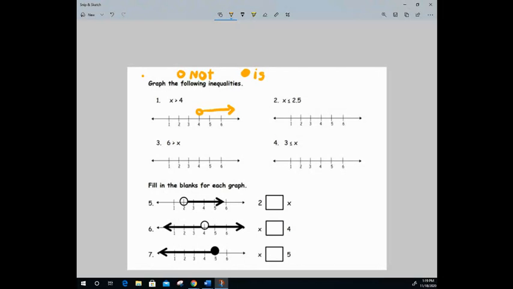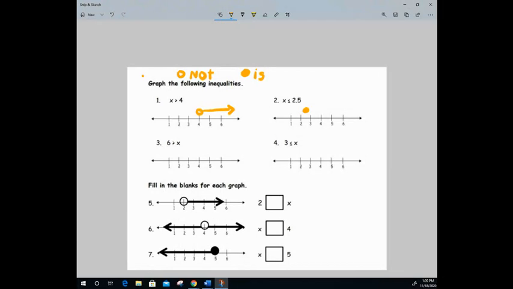Looking at question number 2, it says x is less than or equal to 2.5. So in this particular case, we're going to look for where 2.5 is. So 2.5 is between 2 and 3. So I'm going to draw a circle here. Now we just need to figure out if it's going to be open or closed. Because it says x is less than or equal to, that means that 2.5 could be a part of the solution set. So we want to fill in that circle.